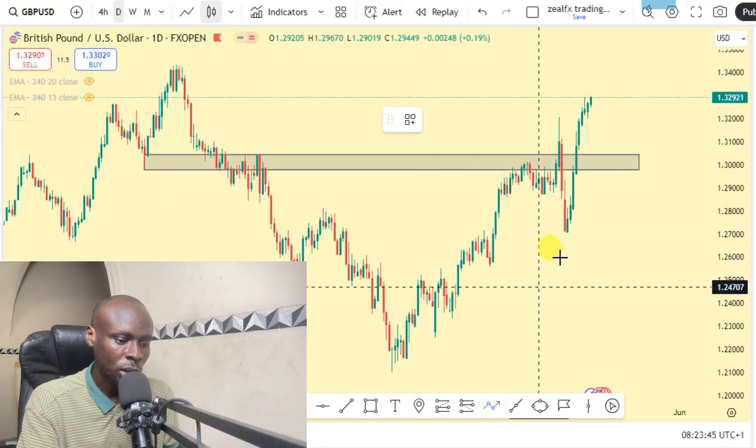So let's dive deep into the analysis for us to know where we expect price to go this week. So let's get started. We're starting with the British Pound USD.